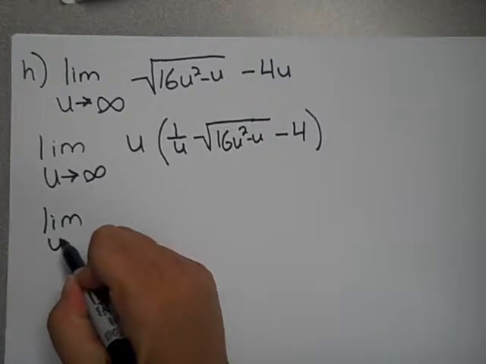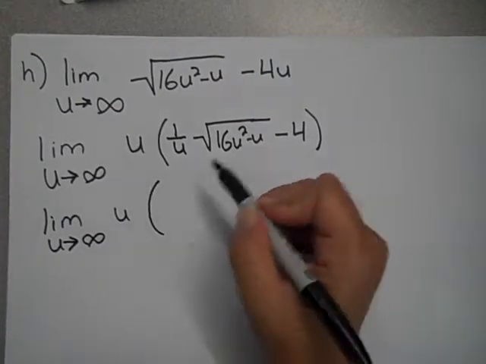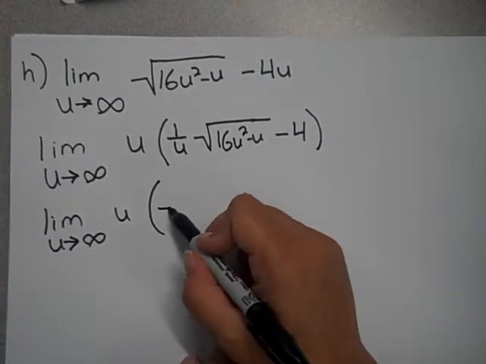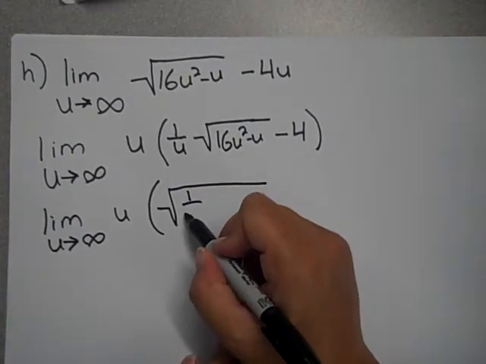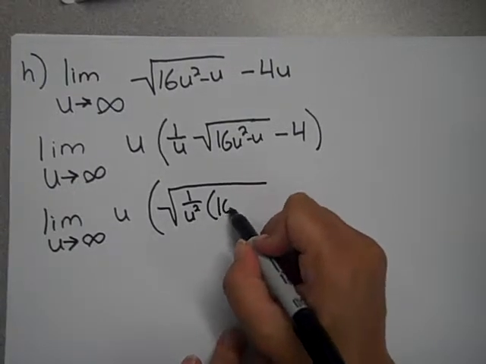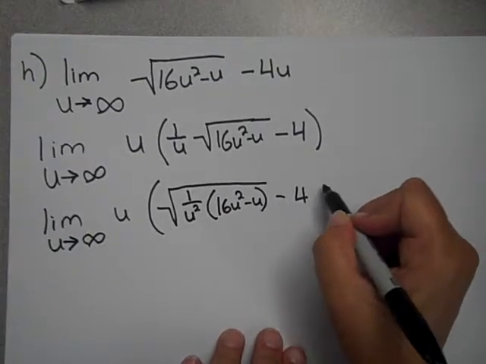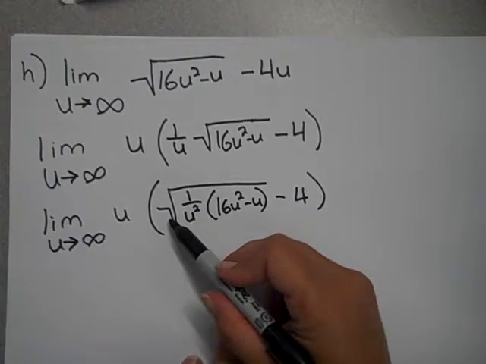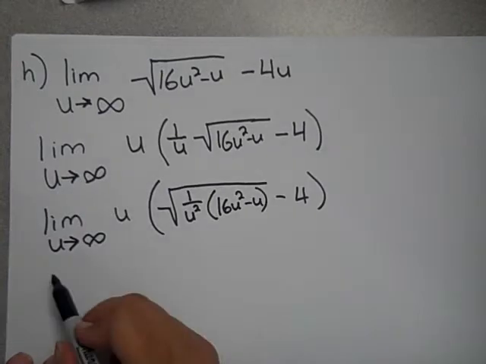So now let's make this a little more useful. Let's get this u right here under the radical. So if 1 over u were under the radical, and it came out of the radical as 1 over u, then when it was under the radical, it must have been 1 over u squared times 16u squared minus u, minus 4. Again, if you took this out from under the radical and then distributed, you would have exactly the same expression we had when we started.